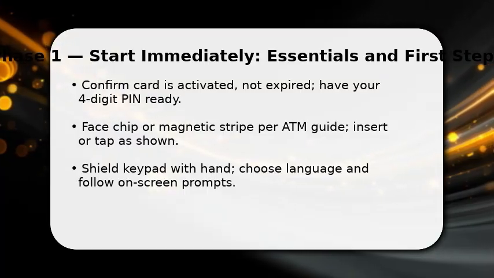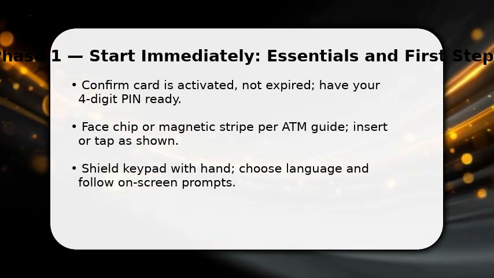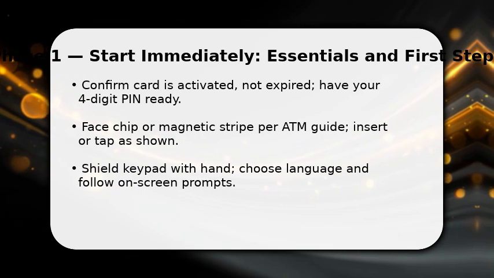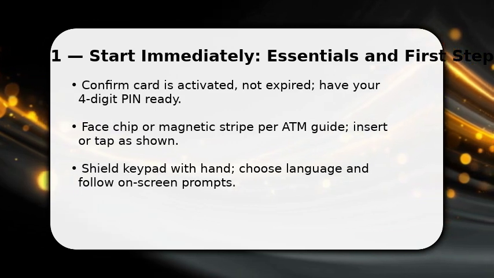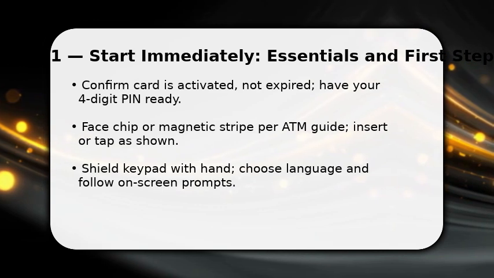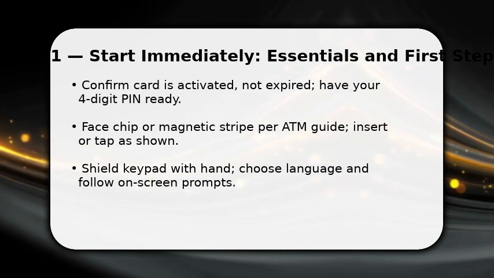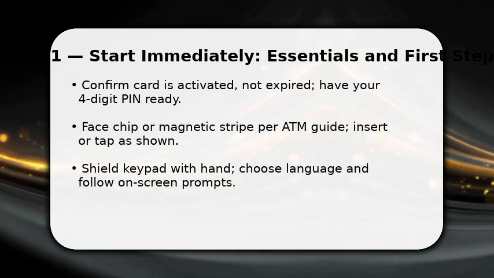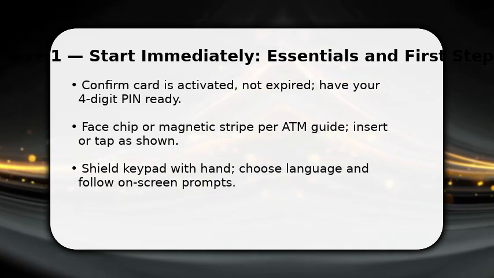You start by confirming the card is active and you know the 4-digit PIN. This avoids lockouts. Once ready, line up the chip or stripe with the ATM slot and insert or tap as indicated. You should see a welcome screen. Make sure to shield the keypad while typing. This prevents shoulder surfing. Choose your language when prompted so menu labels are clear, and watch the screen for the next options. Now you're positioned to request the specific transaction you want.